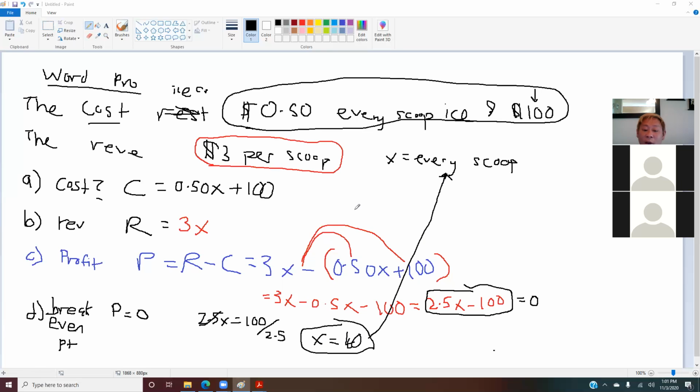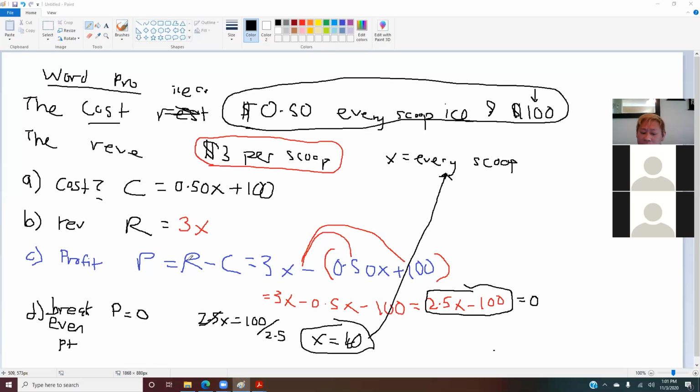What is the meaning when I say your profit is 0? It means that you don't gain anything. You don't lose, you don't gain. You're right at what we call the break-even point, 0. But if you sell less than 40 scoops a day, then you will lose money. But if you sell more than 40 scoops a day, like 41, 42, then you will start earning profit. So the break-even point is where your cost and your revenue are equal, meaning your profit is 0.